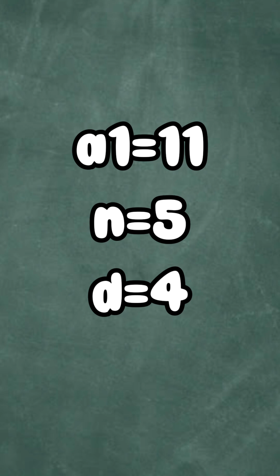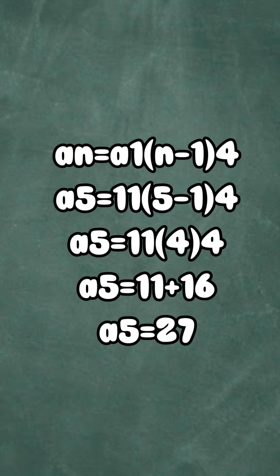So our a_1 is 11 and the number of terms is 5 minus 1, which is 4, because of their common difference. So 11 plus 4 times 4. So 4 times 4 is 16. So we have 11 plus 16, which is equal to 27.